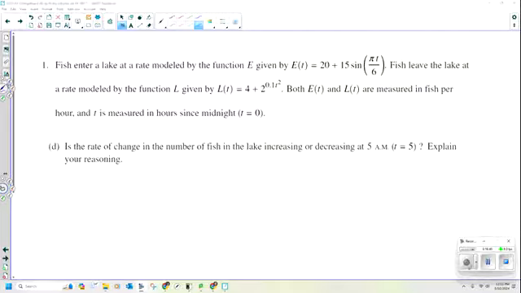1D states, is the rate of change in the number of fish in the lake increasing or decreasing at 5 a.m.? Explain your reasoning. First of all, let's take a step back and read that again. Is the rate of change, that means the derivative of something, right? But they gave us rates. E of t and L of t are already rates. So is the rate of change in the number of fish increasing or decreasing? We should automatically recognize that increasing and decreasing is a derivative right there.